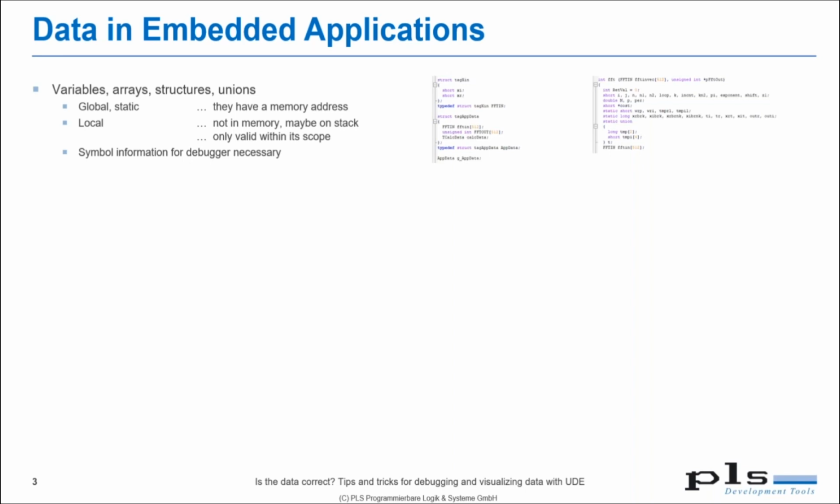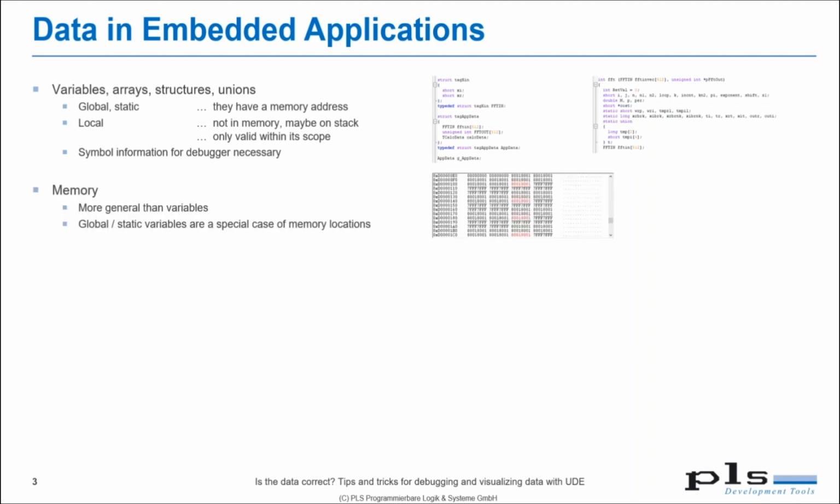In fact, the concept of variables, arrays, or structures is only an abstraction at the programming language level. Seen from the hardware, they are basically memory locations or registers. And for this reason, the used variables, arrays, and structures are part of the symbol information that the compiler provides to the debug tool, so that the debugger can interpret the memory in a meaningful way. Then we have the memory itself.